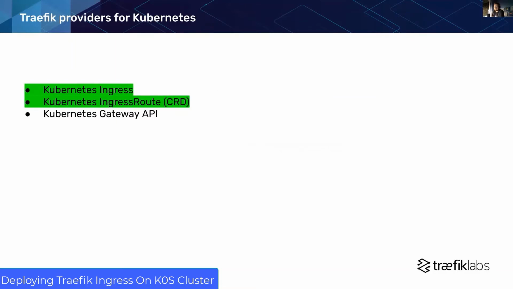So first is the standard Kubernetes Ingress, the standard Kubernetes implementation of the Ingress in Traefik. Second is a CRD, so it's another layer that has been added to Traefik to create specific resources. For example, IngressRoute, Middlewares, IngressRouteTCP, TLSOptions, and many others. So it's another way you can integrate Traefik.